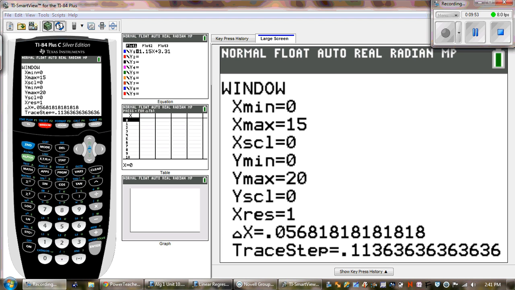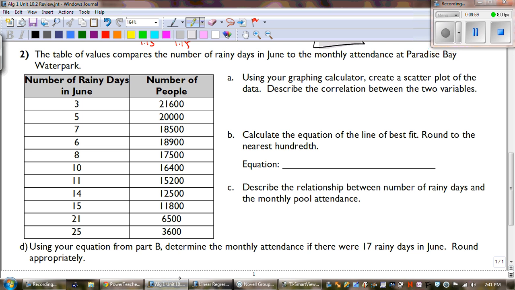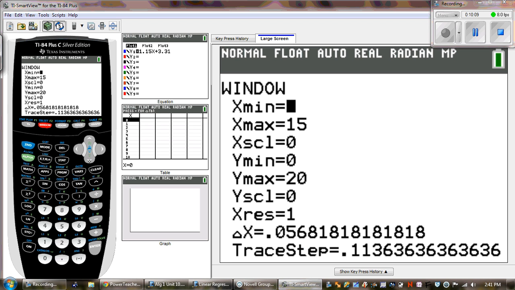Okay, so I've plugged in all the data. I'm just going to go through and do my Y max and my X max. So looking over here, the highest X value that I have for the number of rainy days in June is 25. So once again, I want to go a little bit higher than that. So my X max, I'm going to go 25.